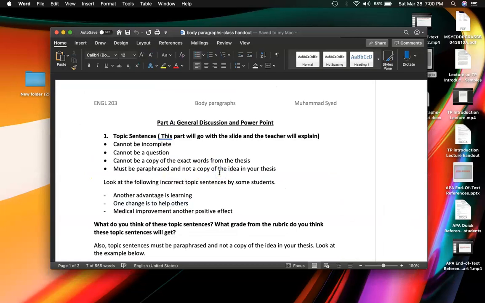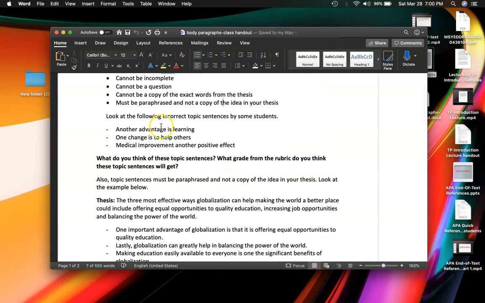So again, from the slide, topic sentence cannot be incomplete. Topic sentence cannot be a question. Topic sentence cannot be a copy of the exact words from the thesis. It must be paraphrased and not a copy of the idea in your thesis. Same thing, but I'm trying to explain it again and again because this is a C for the topic sentence on the rubric. Look at the following incorrect topic sentences by some students.